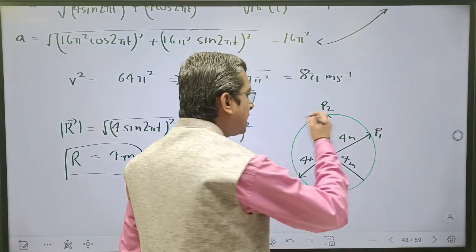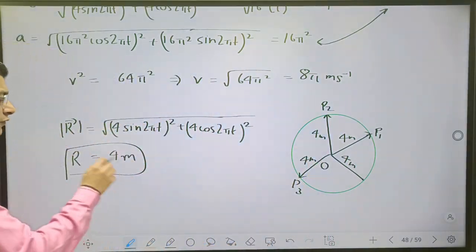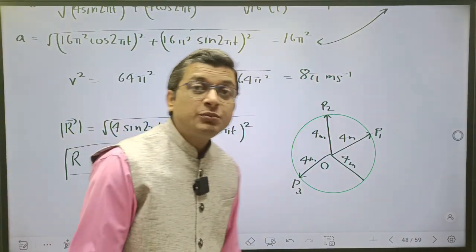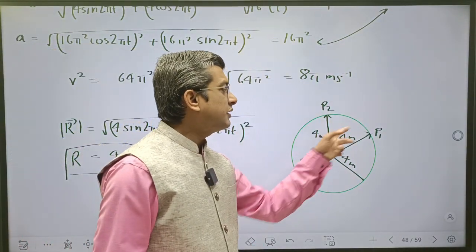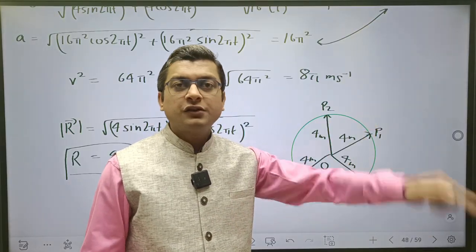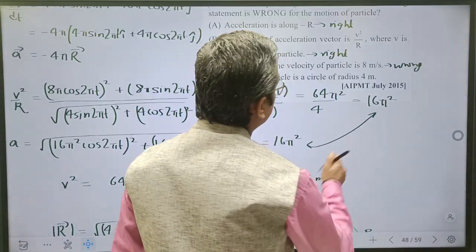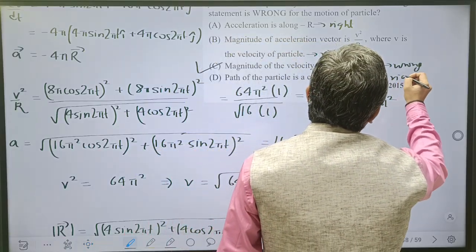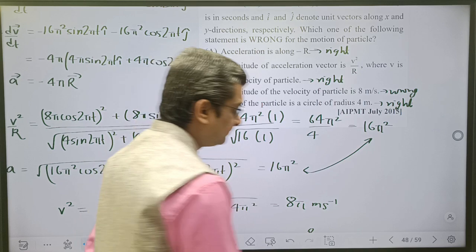It means that wherever the particle is moving, at any instant its position is given by 4 meter, isn't it? And this position is from the origin. So it means that the particle is traversing a circular path and its center is at the origin. So the last statement is also correct, isn't it? So the correct option for this answer is option C.